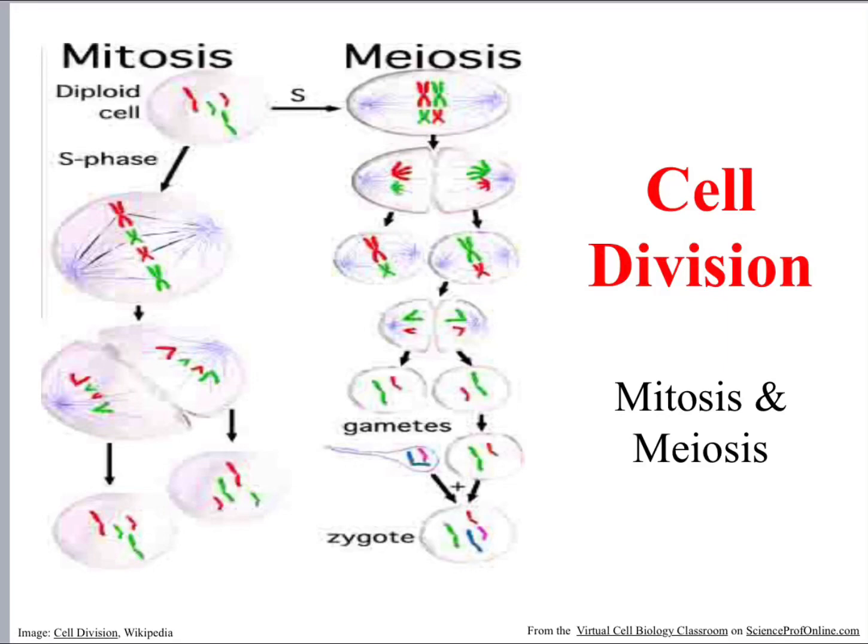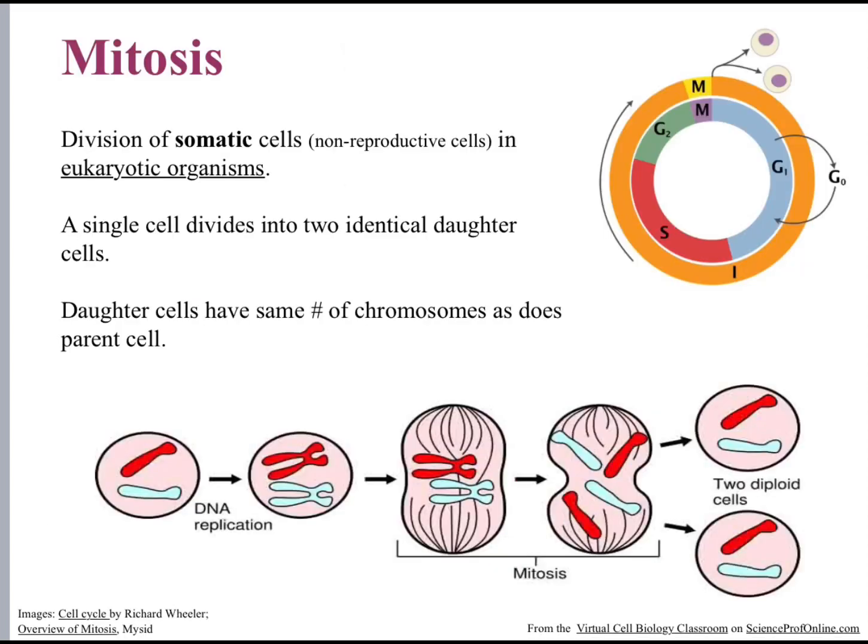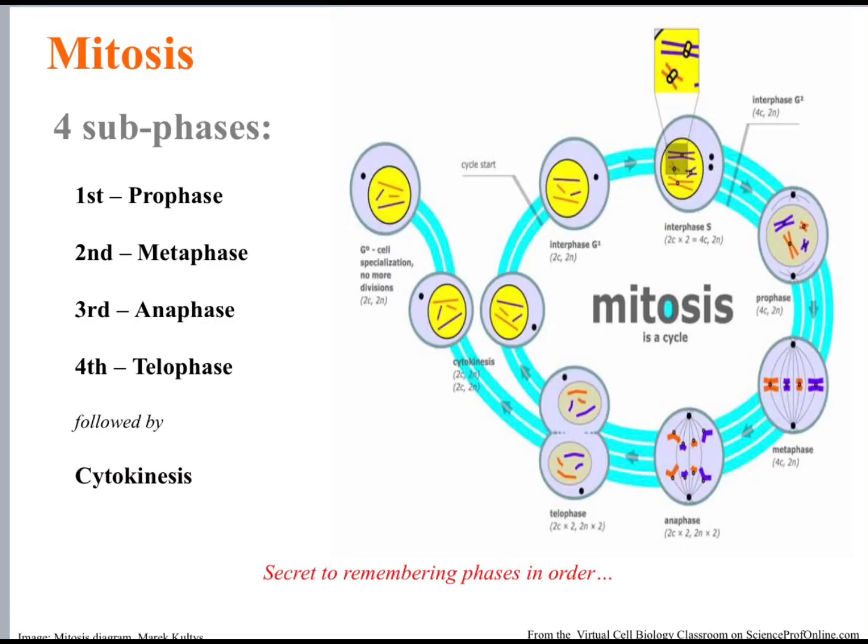Good day everyone, today I will be discussing cell division: mitosis and meiosis. So, we have mitosis, the division of somatic cells, the non-reproductive cells in the eukaryotic organism. A single cell divides into two identical daughter cells, and the daughter cells have the same number of chromosomes as the parent cell.